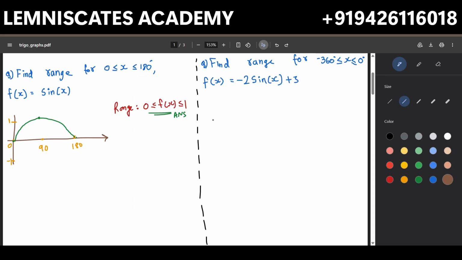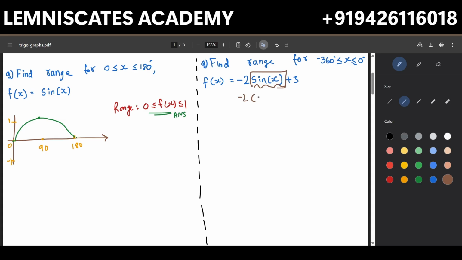Now, moving on to the second question. We are given this function: minus 2 sin x plus 3. In this case, what are we supposed to do? The first thing that you will do is identify the maximum, minimum, and the middle values for the entire function. How can you do this very easily? Simply substitute the maximum, middle, and minimum values for the sin x over here.